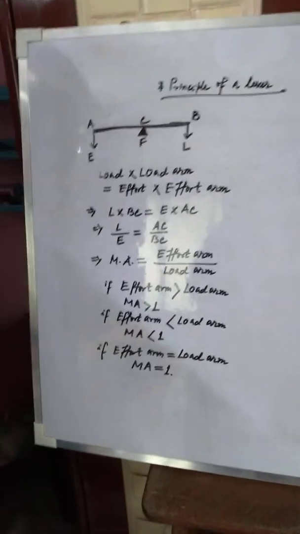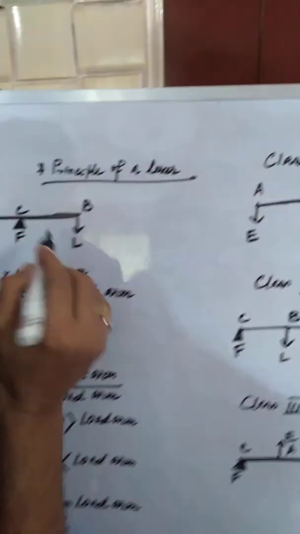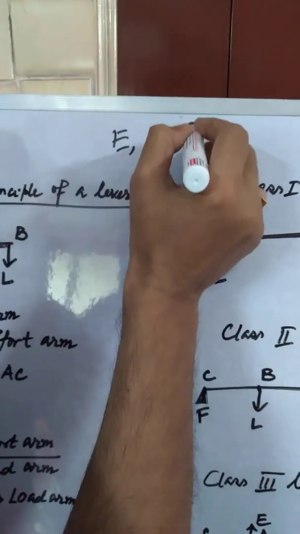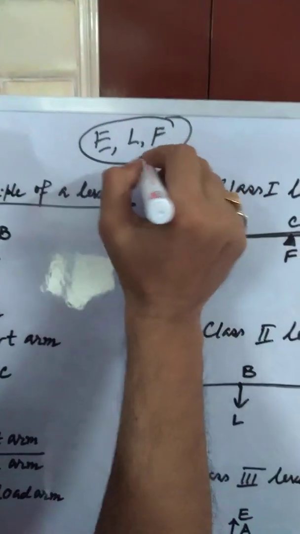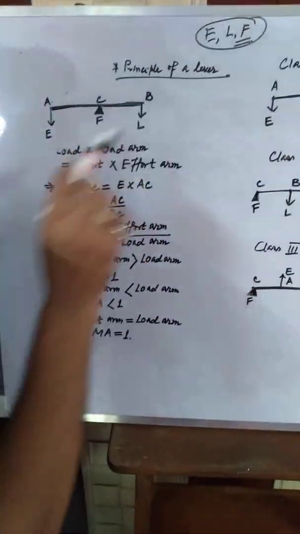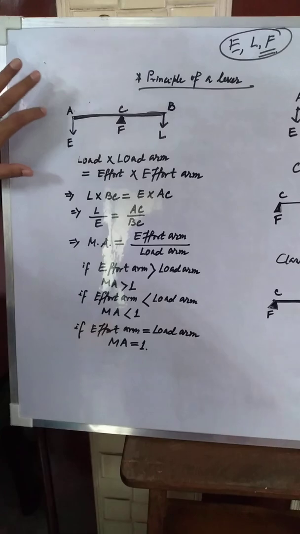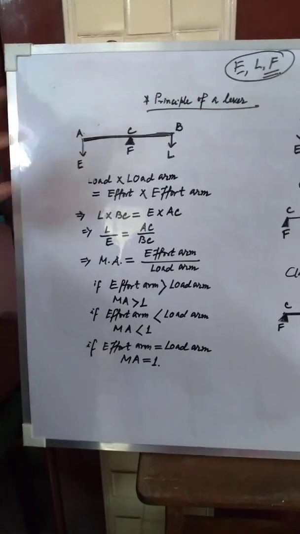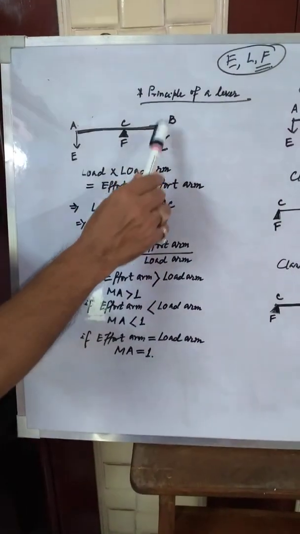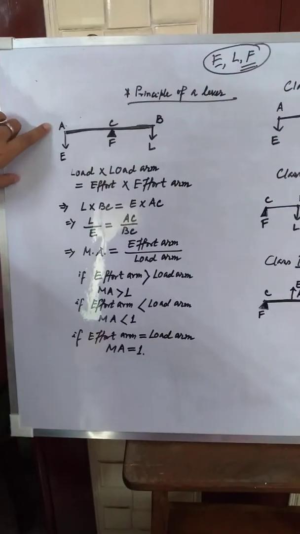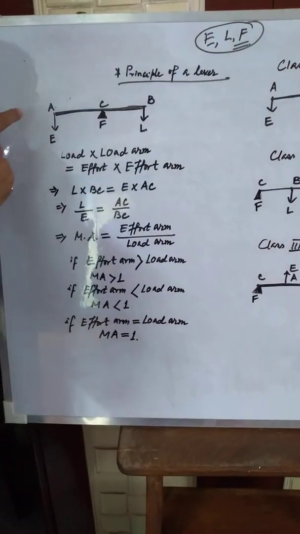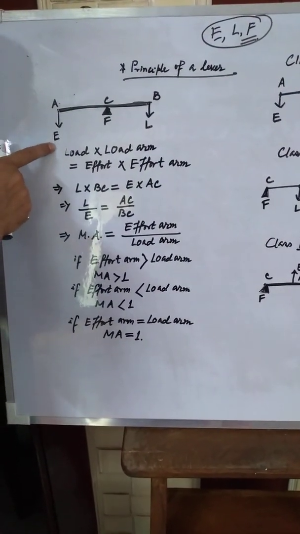So here there are 3 points to be remembered. One is the effort, second is the load, and third one is the fulcrum. So actually the category of the lever depends on the position of the fulcrum. So first let us discuss the class 1 lever. Now this is the diagrammatic representation of a class 1 lever. At the point A we are applying the effort.